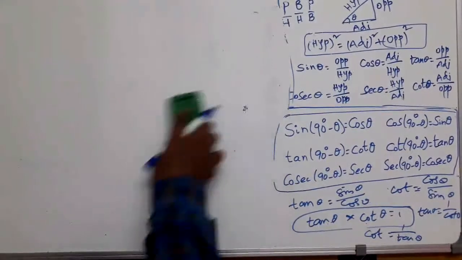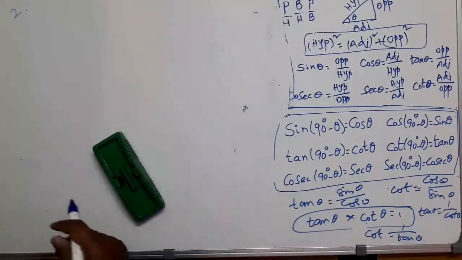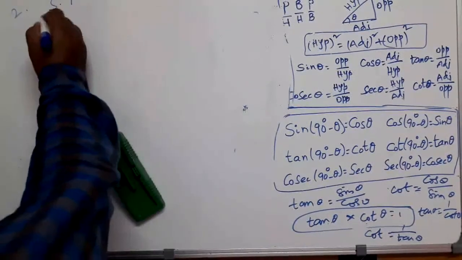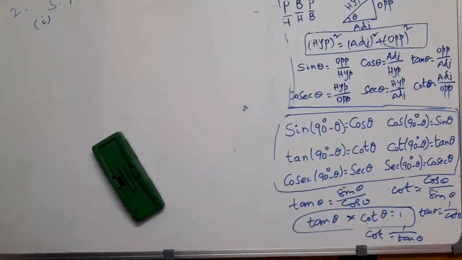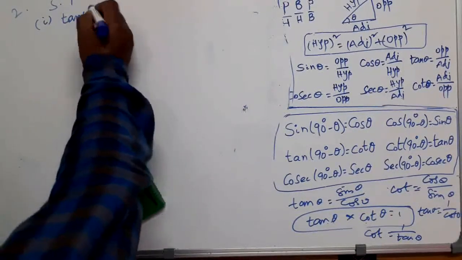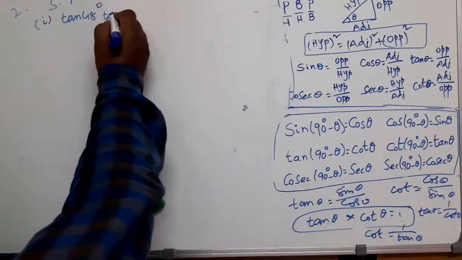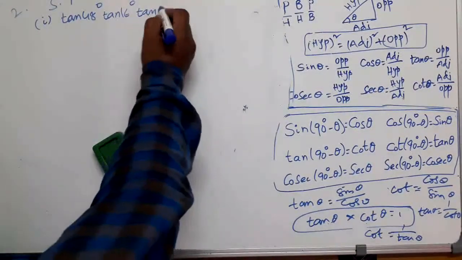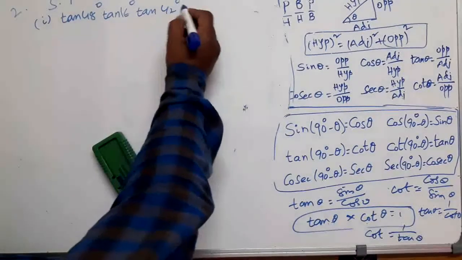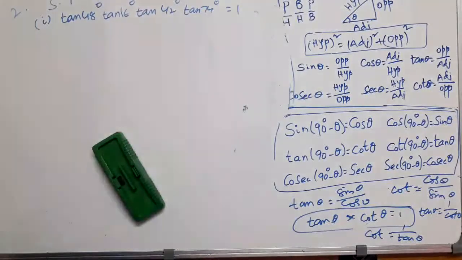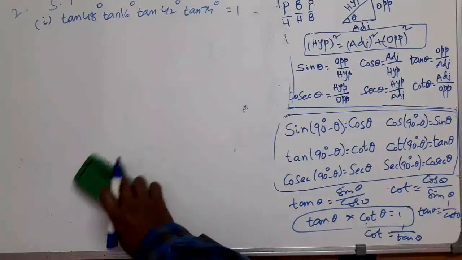Question number 2. Yes. Show that, it has got 2 parts, of course. First part, let us see. Tan 48 degrees multiplied by tan 16 degrees multiplied by tan 42 degrees multiplied by tan 74 degrees is equal to 1.